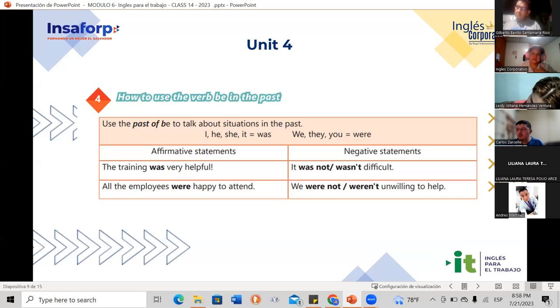Good question. If you want to ask questions about someone else, like a partner, coworker, or the boss, you can do it too. For example, was your boss helpful?